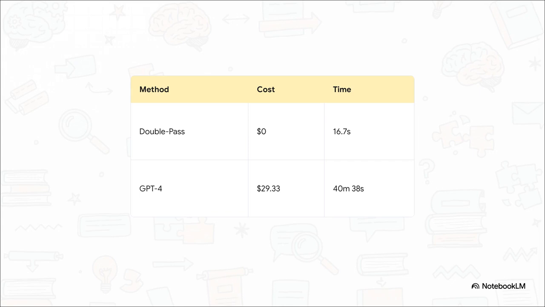When evaluating long texts, the BitPeak team found that double pass merging delivered higher correctness scores for absolutely zero cost, running locally via spaCy in just 16.7 seconds. Meanwhile, the GPT-4 proposition-based method took over 40 minutes and cost almost $30 for the exact same document. And get this, it statistically performed worse on long prose.